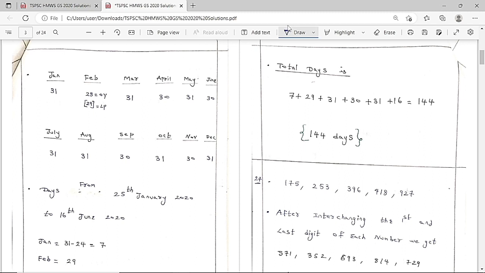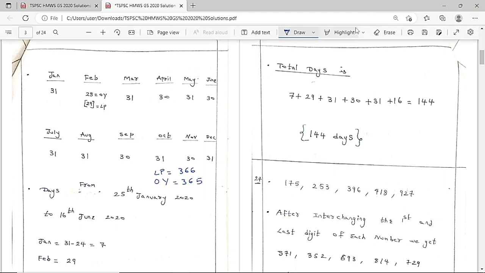So for a leap year, how many days do we have? For a leap year we have 366 days, and for an ordinary year we have only 365 days. These things you always have to keep in mind. For an ordinary year we have 365 days, but for a leap year we have 366 days. We get only one extra day here. These things you always have to keep in mind.